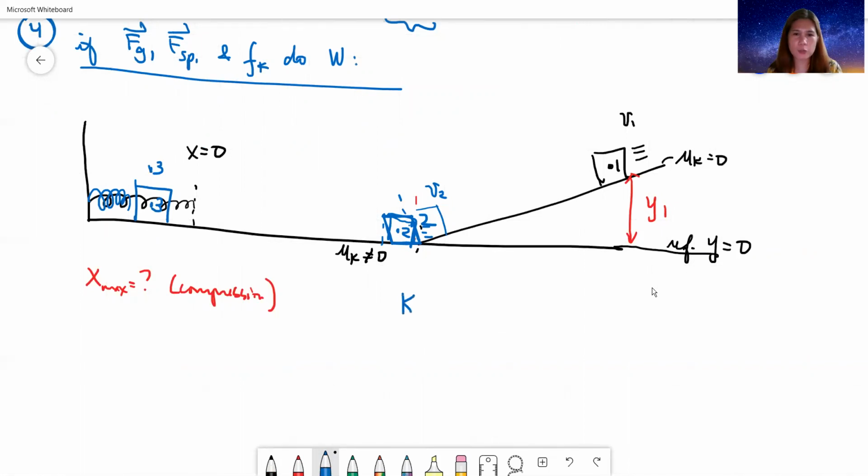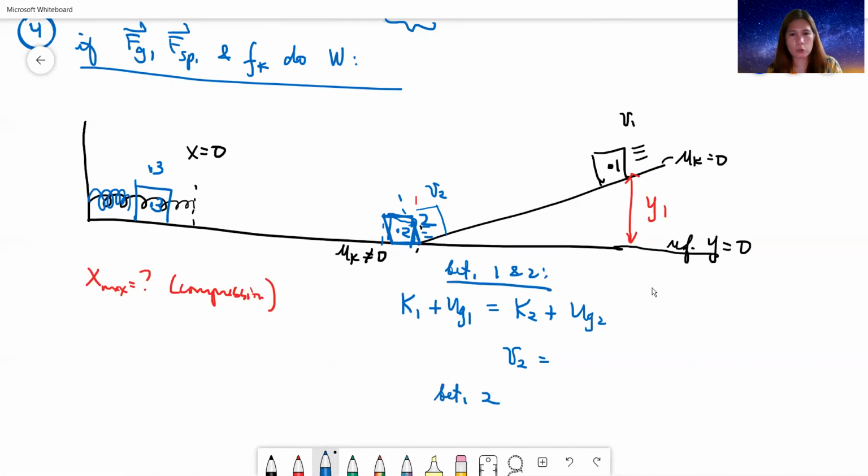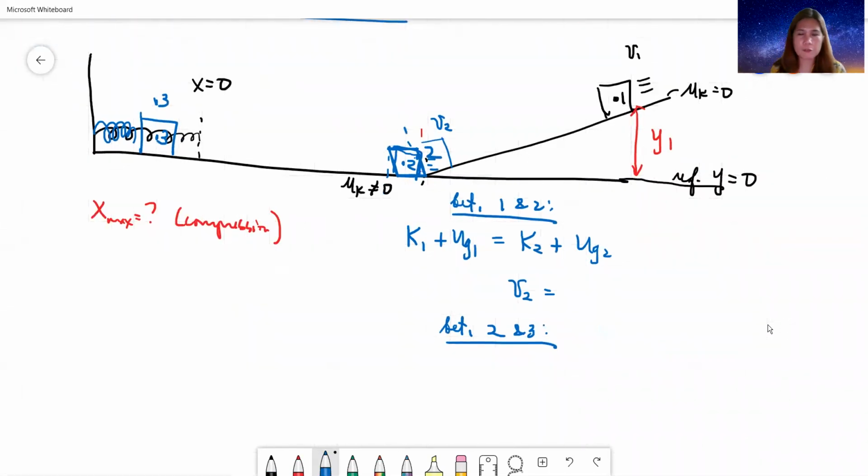So, pwede mo lang sabihin muna na K1 plus UG1, walang friction, equals K2 plus UG2. Tapos, from this equation, makukuha mo si speed 2. Whatever speed 2 na makukuha natin ngayon, it will become the speed na naman for 2 to 3. So, this would be between 1 and 2. And then, pagdating sa between 2 and 3, between 2 and 3, that would be, meron ng friction, di ba?